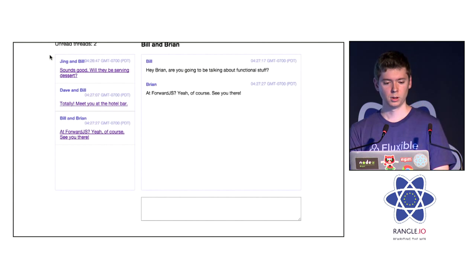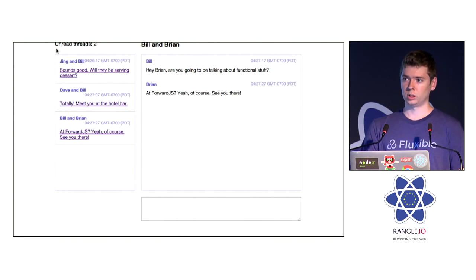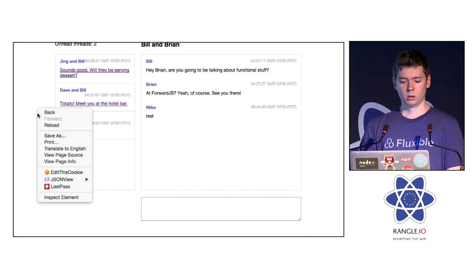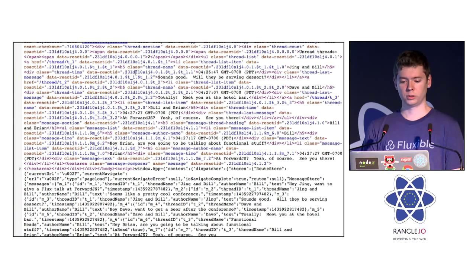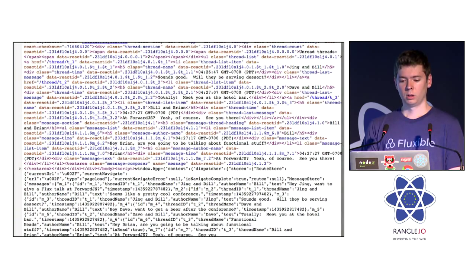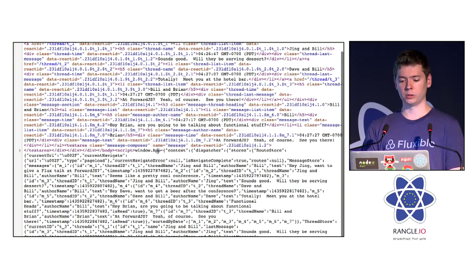All right, there we go. All right, so this is the typical Flux example that you see in the Flux repo. It's a chat application. And you can see here, it works just like normal. But if I look at the source, this is actually sending down all of the markup from the server. And it's also sending down the data that was used on the server to do the rendering.